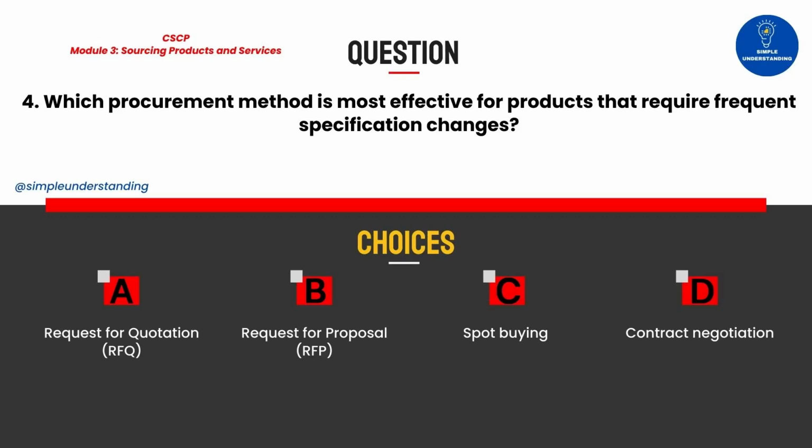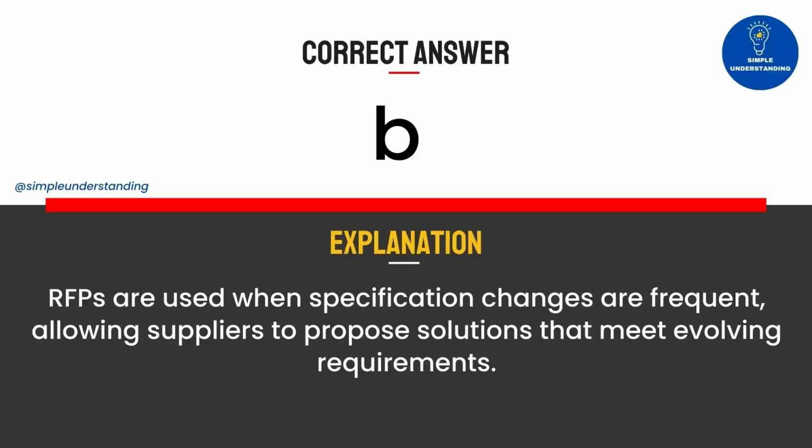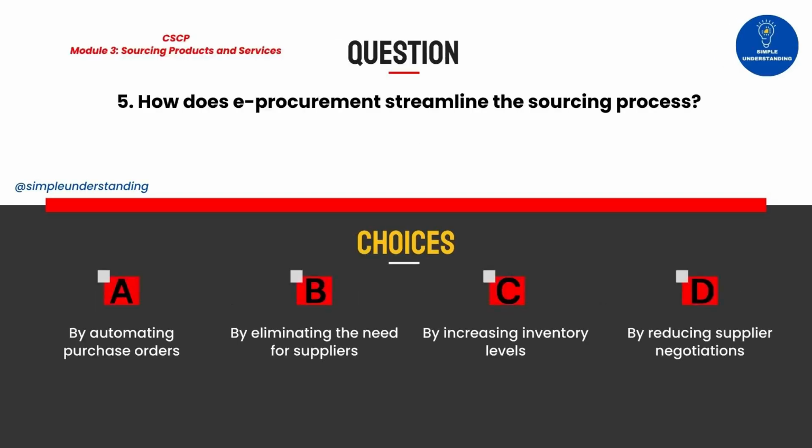4. Which procurement method is most effective for products that require frequent specification changes? A. Request for quotation, RFQ. B. Request for proposal, RFP. C. Spot buying. D. Contract negotiation. Correct answer B. Explanation. RFPs are used when specification changes are frequent, allowing suppliers to propose solutions that meet evolving requirements.